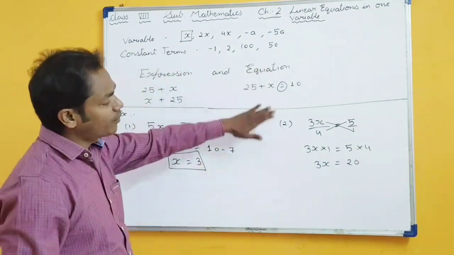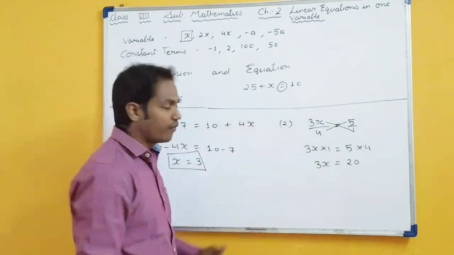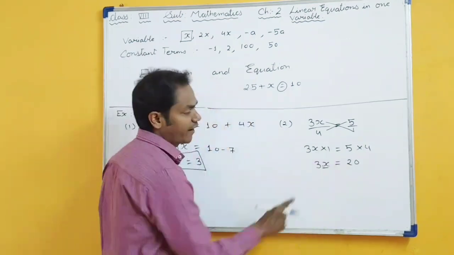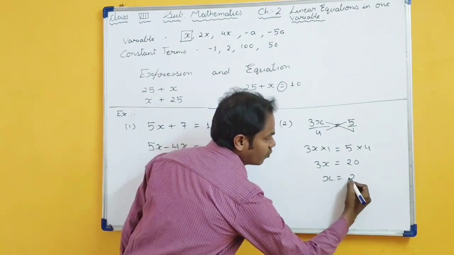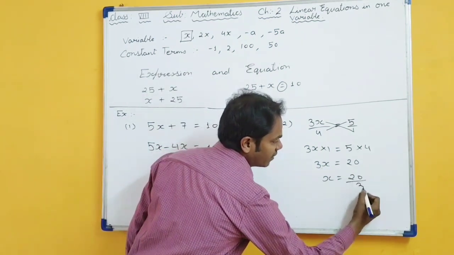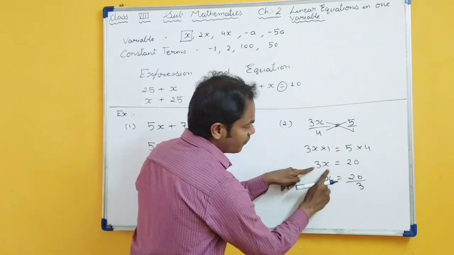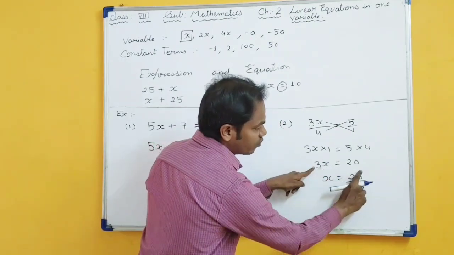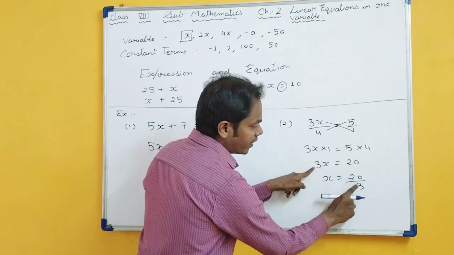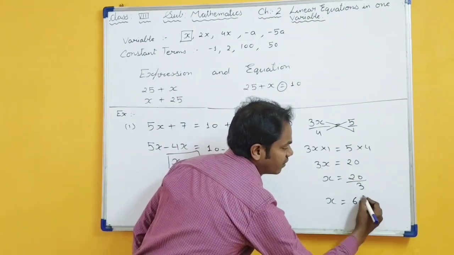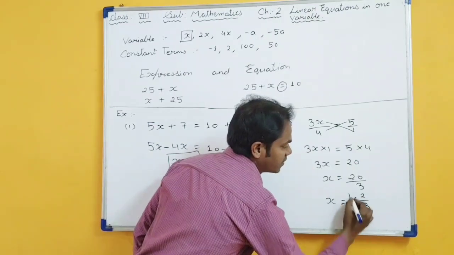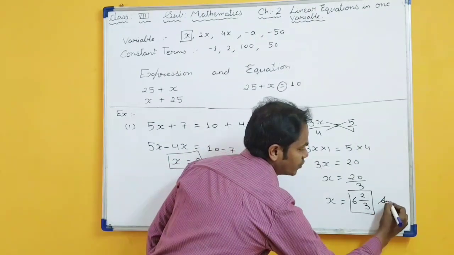So in this chapter you have to find the value of your variable x. We will find the value of x. So x is equal to 20 divided by 3. This 3 will shift from multiplication position to division position. So 20 upon 3. Change it into mixed fraction. 3 sixes are 18 and 2 upon 3. This is your solution, answer.